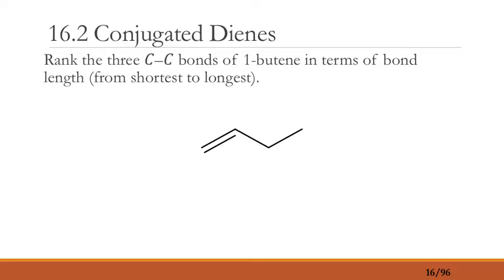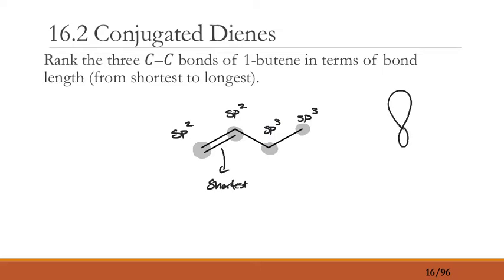Okay, rank the 3 carbon-carbon bonds of 1-butene in terms of bond length from shortest to longest. Well, what we need to do is look at the hybridization of each of those atoms. And we have sp2 hybridized for those two and sp3 hybridized for those two. The sp2 is going to be the shortest, because we know that the sp3 will be the longest.